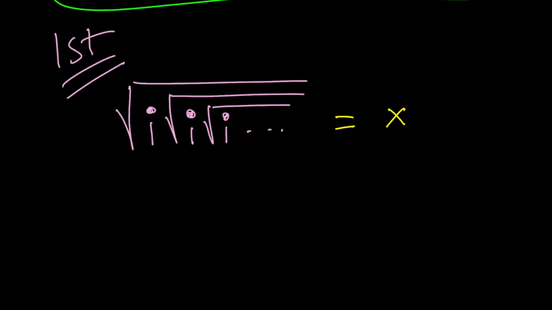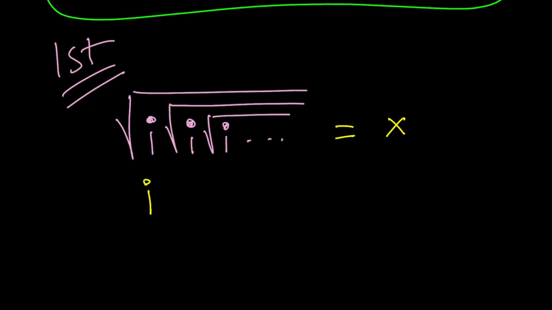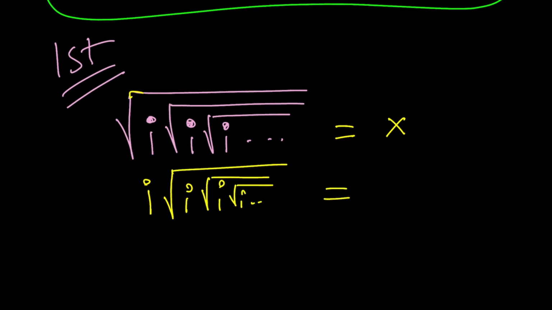So what does that imply? I can approach it in two different ways. This expression contains itself infinitely many times. So that's one way to approach it. The second way to approach it is squaring both sides. That's a little safer. Let's square both sides, and the outer square root is going to disappear. We're going to end up with i times the square root of i times the square root of i times the square root of i. You get the idea? We are getting the same thing.